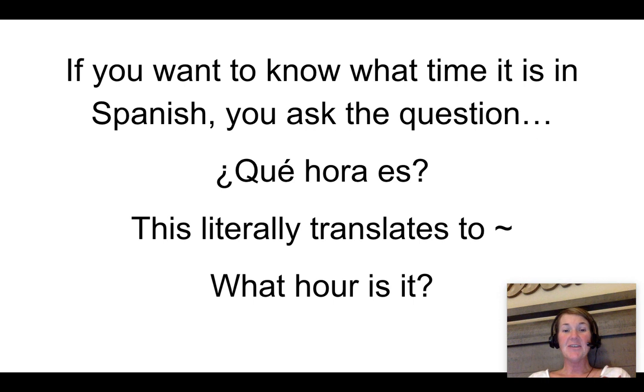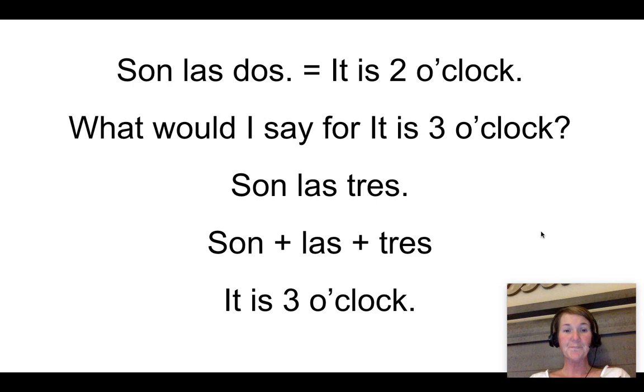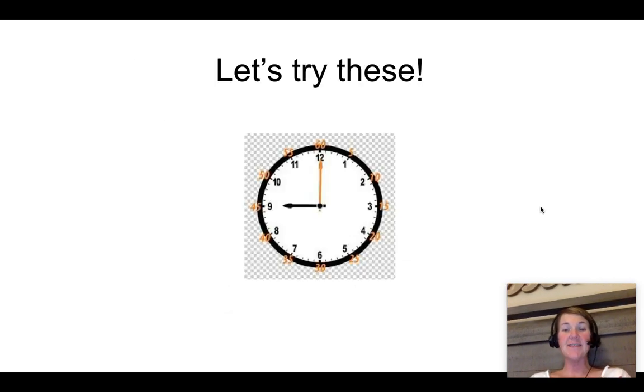So like I said earlier, ¿Qué hora es? Its literal translation is what hour is it? So when we are telling someone the time in Spanish, we use a certain structure, and we've talked about that. We use the word son plus las and then plus the hour, which is the number in Spanish. So for 2 o'clock, I would say son las dos, son las dos. Okay, if it was 3 o'clock, we'd say son las tres.